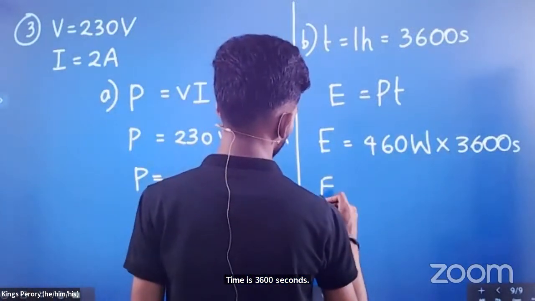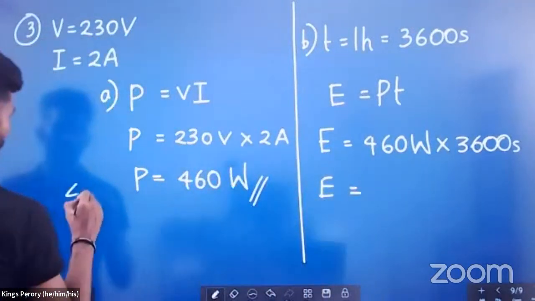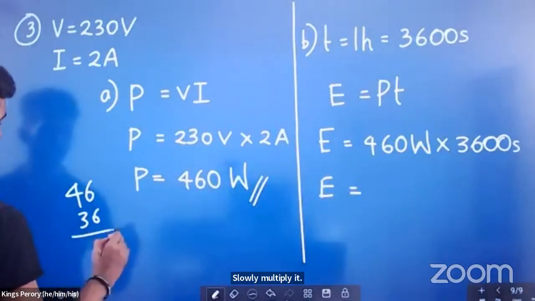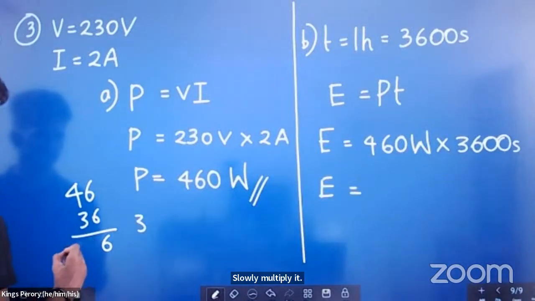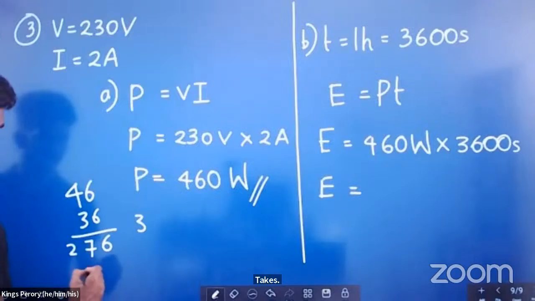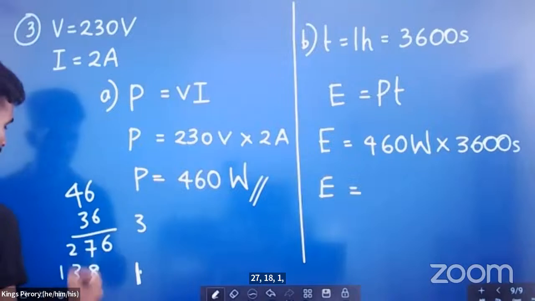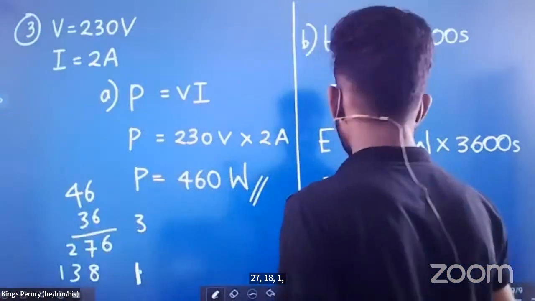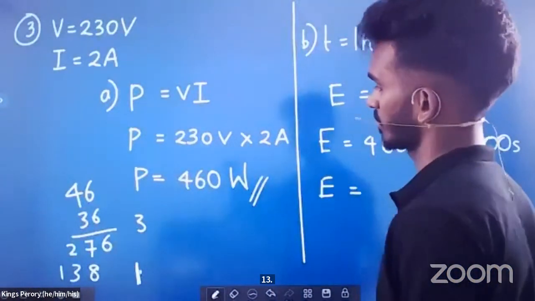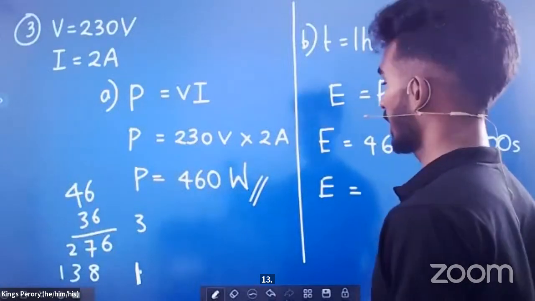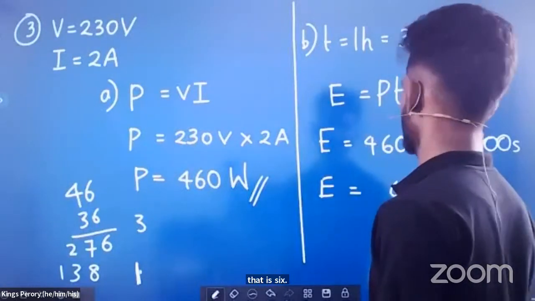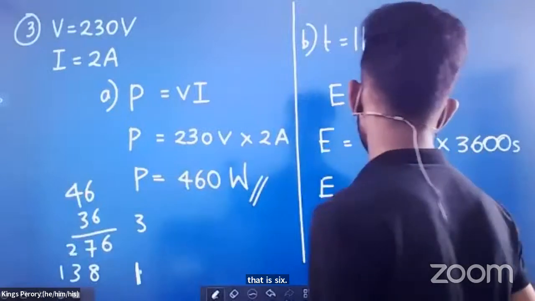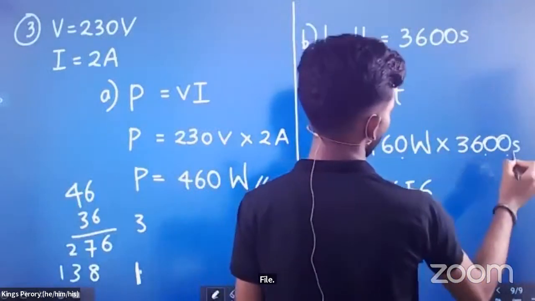Solve it, slowly multiply it. 46 into 36, 6, 27, 18, 1, 13. That is 6, 5, 6, 1, 1, 2, 3 zeros remaining.